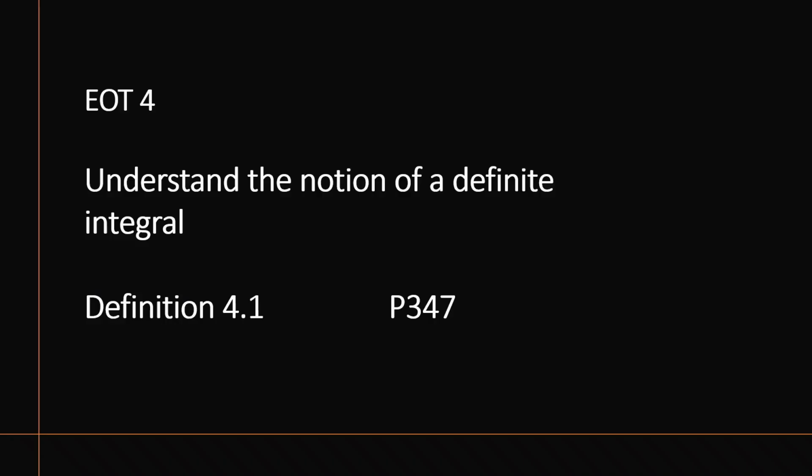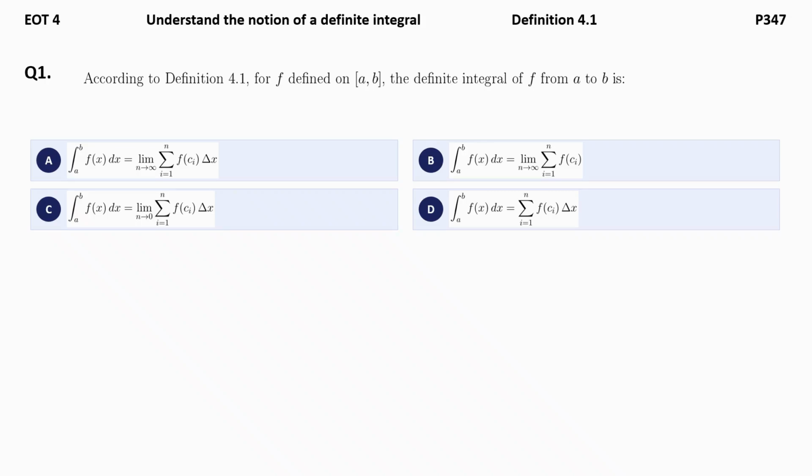Now let's continue with our EOT number 4, how to understand the notion of a definite integral per definition, point 1, which is representing the integration definition. Here it's mentioned that the definite integral of f from a to b is of the form. It is option A. You should look for the limit n approaching infinity, sigma i equal to 1 to n f of ci, and comes delta x, which is nothing but the definite integral a to b f of x dx.